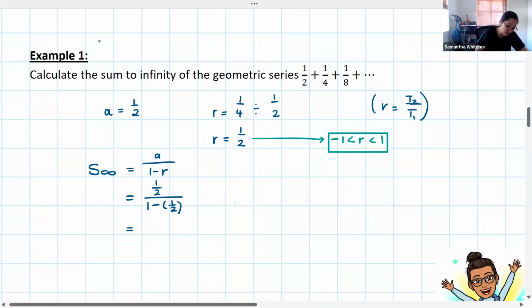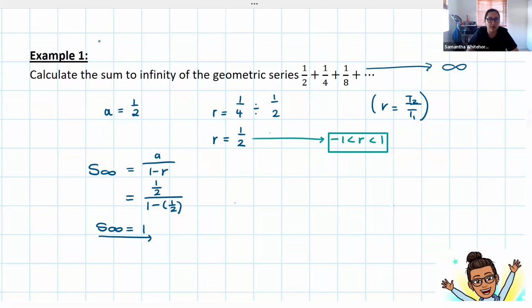Right, then all you do is put that in on your calculator. So a half divided by 1 minus a half, which is equal to 1. So in this case, what that's telling us is that if we add all of these terms up all the way to infinity, that sum is going to approach or converge on the value 1. So it's just going to get closer and closer to the value 1 as we go along. And that really is how we use the sum to infinity formula. Know what a is, know what r is. Double check that r does fall in the range that we want, so this -1 to +1. And then sub it in your formula and Bob's your uncle.